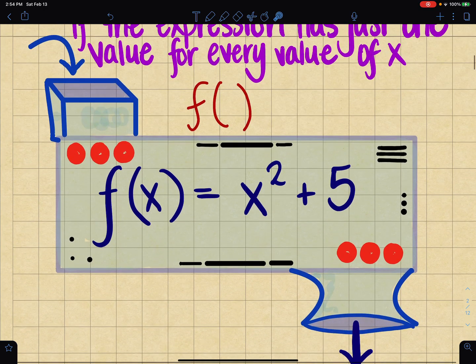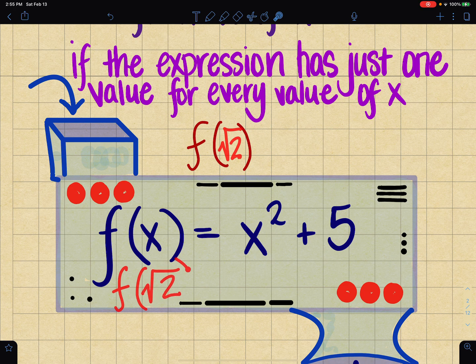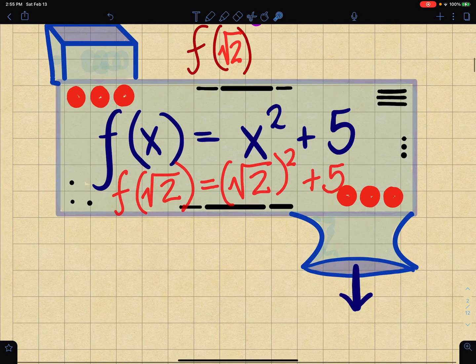So that's fine. Okay, and what about the square root of 2? You can also do that. If you do that, it's going to be f of square root of 2 is equal to square root of 2, that whole thing squared, which is just going to end up being 2 plus 5, and that's going to spit out the number 7. So you just bought a 7 with that square root of 2, which is fine. Okay, so that's how the function works. That's how the little vending machine works.